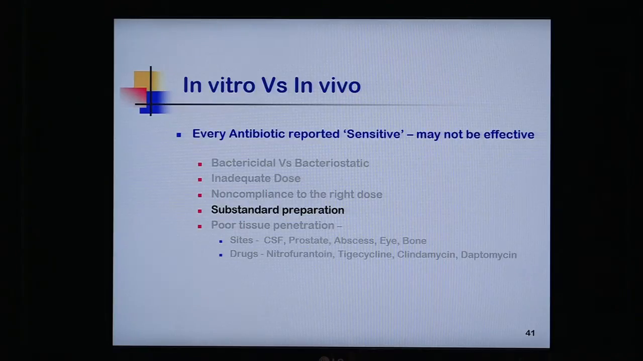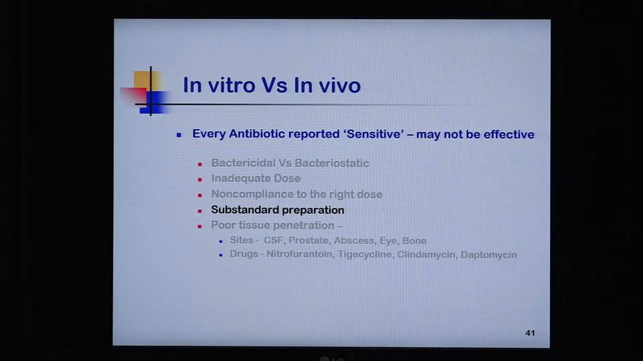I said nothing will happen, what was given is the same. Then what is the problem? I said, what are you using? Ceftriaxone, which one? I don't know that. I said, use a standard preparation, don't use the sample one or from here and there. He changed the brand and she responded the next day.